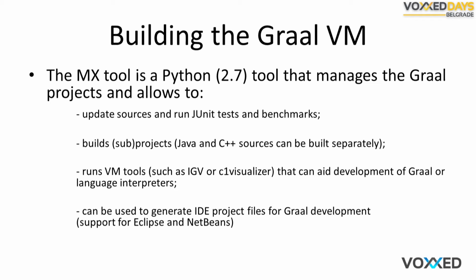The MX tool basically is a Python tool which is very convenient, and it provides a number of things that are currently lacking from the build process of the JDK itself. Some of them are, for example, the ability to update source code and to run unit tests and benchmarks on your Graal interpreters. It also allows you to build sub-projects separately, so you can build C++ sources that are provided by the Graal VM separately from Java sources. It allows you to run some VM tools that are provided by the JDK, but you cannot execute directly.